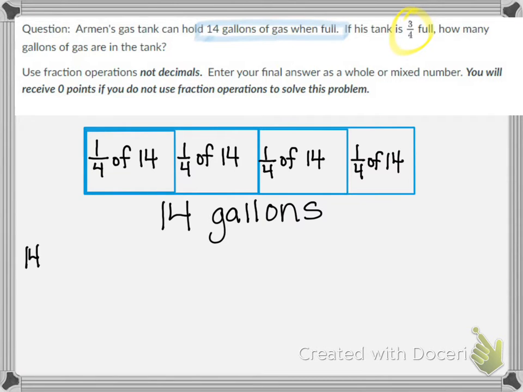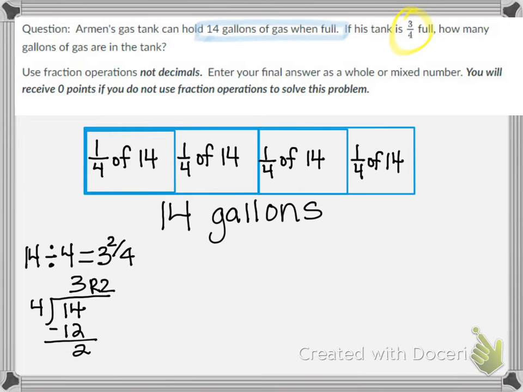So essentially, I just need to figure out what I get when I do 14 divided by 4. So 4 is not going to go in evenly, so we know we're going to have a fraction. So let's do 14 divided by 4. 4 goes into 14 3 times evenly, and that is 12, and there's going to be a remainder of 2. So 14 divided by 4 is 3 2/4, which is the same as 3 1/2.